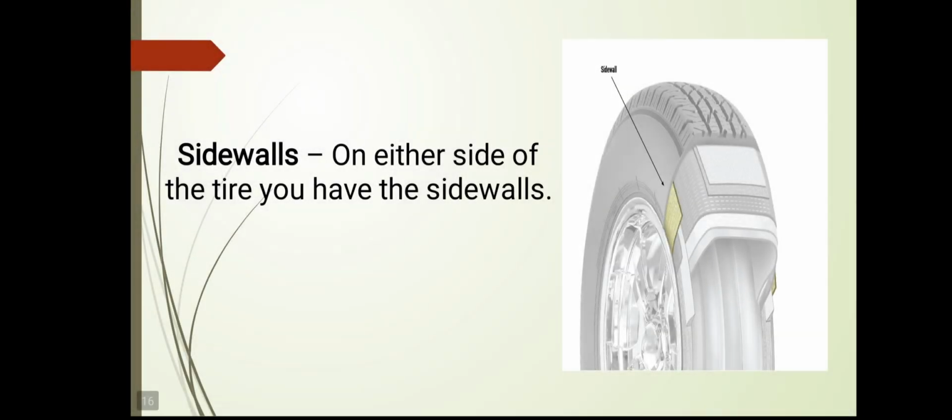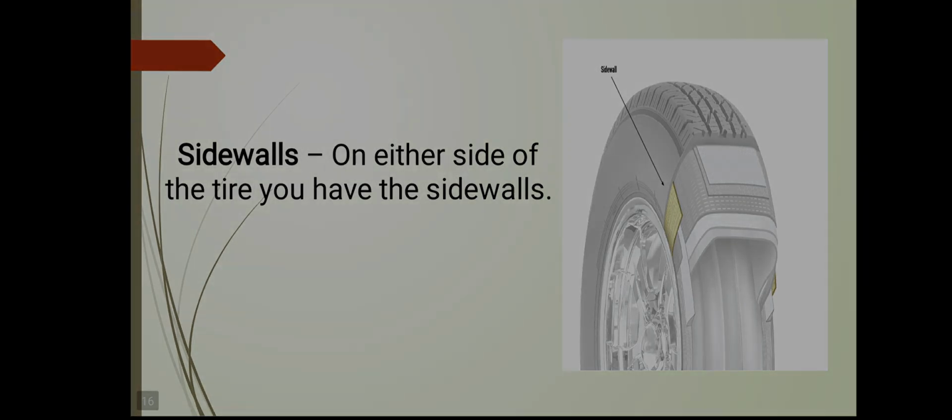Sidewalls. On either side of that tire you have sidewalls. The sidewalls are made of a stiff rubber that protects your tire from curbs or other damaging aspects. The sidewall also contains information about the tire: the size, load index, and speed rating are all printed on the sidewall.